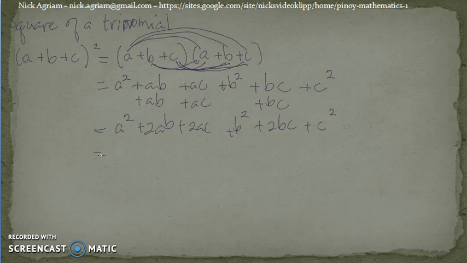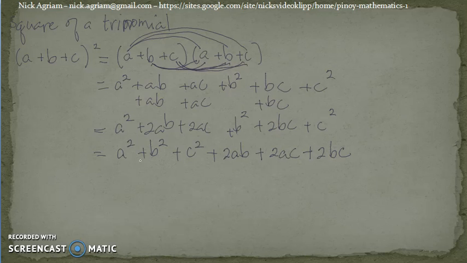And then if you simplify more, we have a squared plus b squared plus c squared, plus 2 multiplied by the first term and the second term, plus 2 multiplied by the first term and the last term, or the third term, and then 2 multiplied by the second term and the last term. It will look like that all the time.